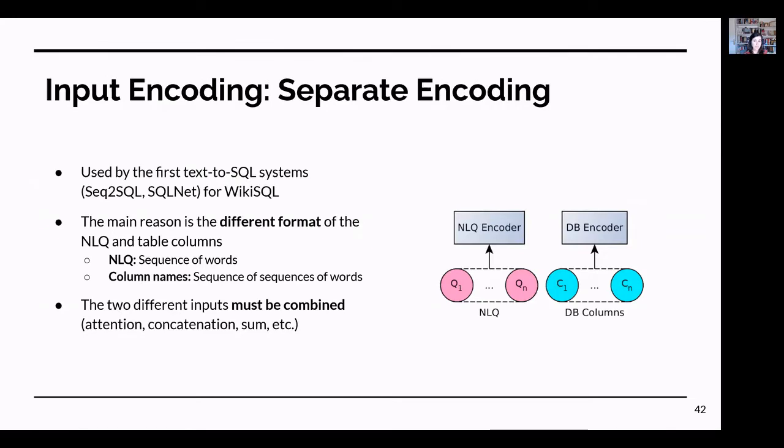So let's start with the option of doing separate encoding. This was an approach used by the first text-to-SQL systems, Seq2SQL and SQLNet, and these were used over WikiSQL that, as we remember, has only questions over single tables, not whole databases. Now, why do we need to do separate encoding? A natural language question is viewed as a sequence of words. Each column name is a sequence of words. Hence, all the column names together are a sequence of sequences of words. So, in order to be able to encode these different representations, we need two different encoders. And then, of course, at the next step, the two different inputs must be combined, for example, using attention, using concatenation, and so forth.